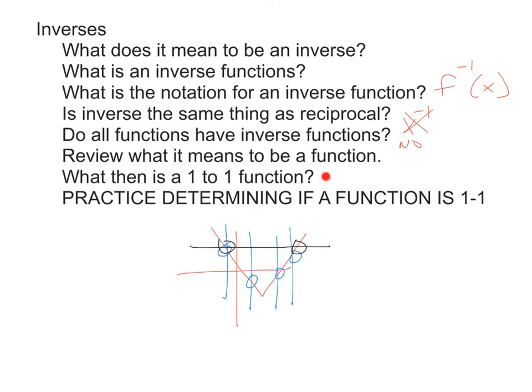So this graph that I've just sketched out here is not a one-to-one function. So when we look at this question, what then is a one-to-one function? A one-to-one function is a function where each x is partnered with only one y, and each y comes from only one x. So when you don't have multiple x's or y's going different places, you're probably looking at a one-to-one function. Let's turn the page and practice a few of these.